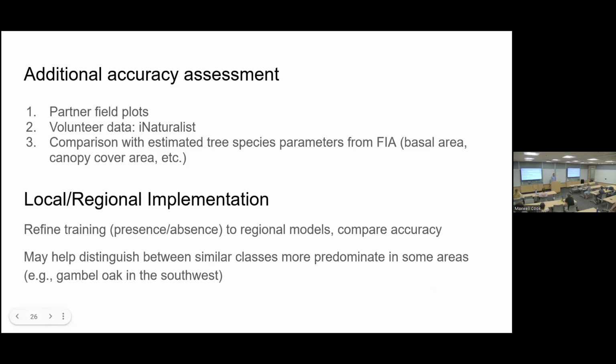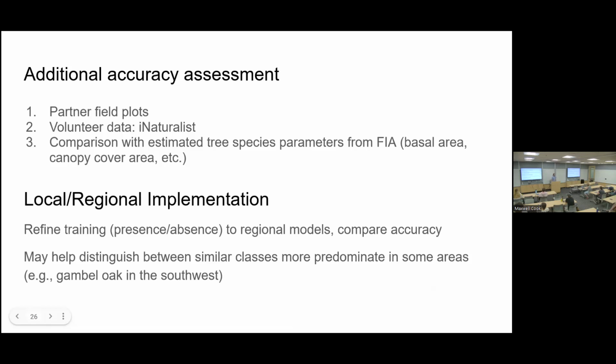I actually ended up showing the volunteer data with iNaturalist. And then we are also interested in comparing estimated tree species parameters from FIA. There's this really cool R library called rFIA, if you haven't heard of it and you work with FIA data, Forest Inventory and Analysis. It's a US Forest Service monitoring program. You can estimate, at various spatial scales, things like basal area, canopy cover area, et cetera. So we'll do some comparison, at least on national forest lands, with our maps.